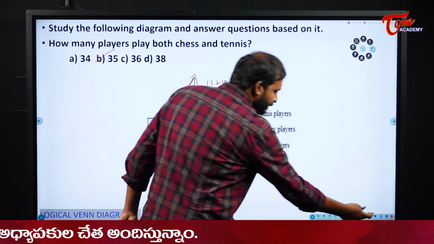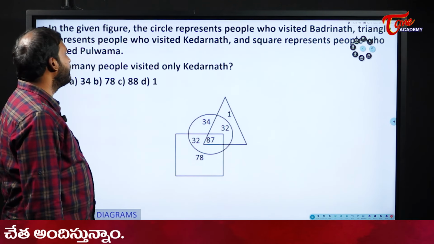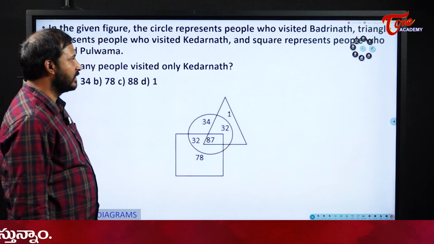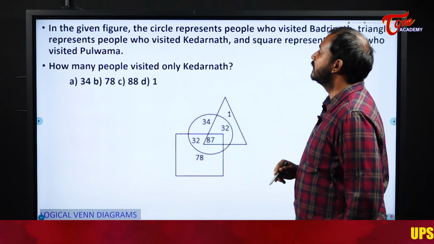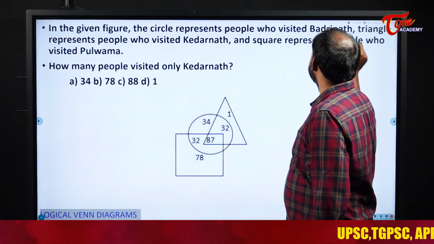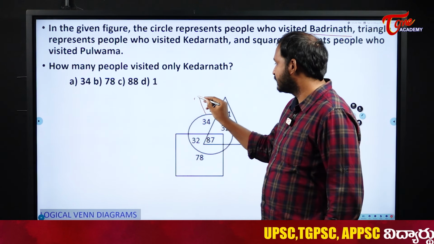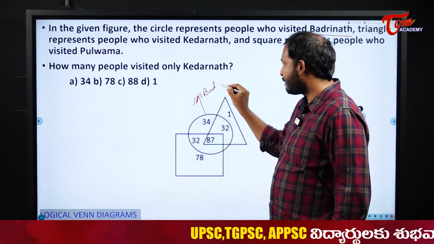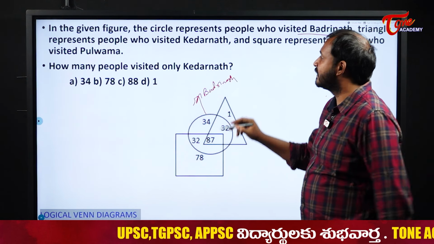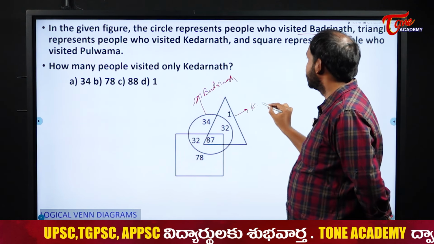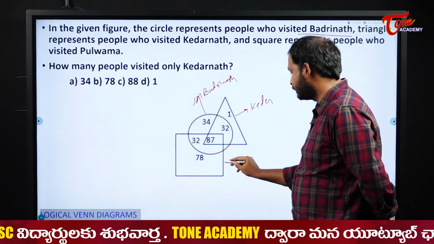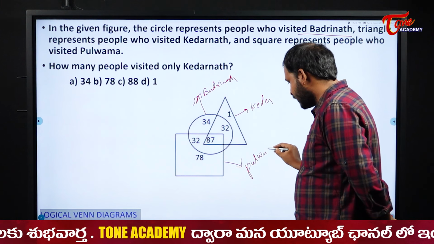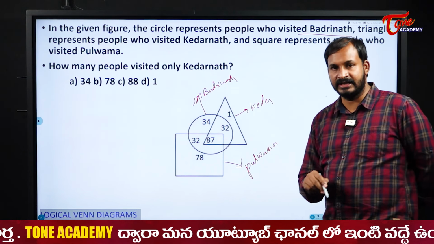Okay, next one. How many people visited only Kedarnath? Now first we need to read the question carefully here. What are they telling? In the given diagram, the circle represents the people who visited Badrinath. Okay, circle is Badrinath. Triangle represents Kedarnath. And square represents the people who visited Pulwama.